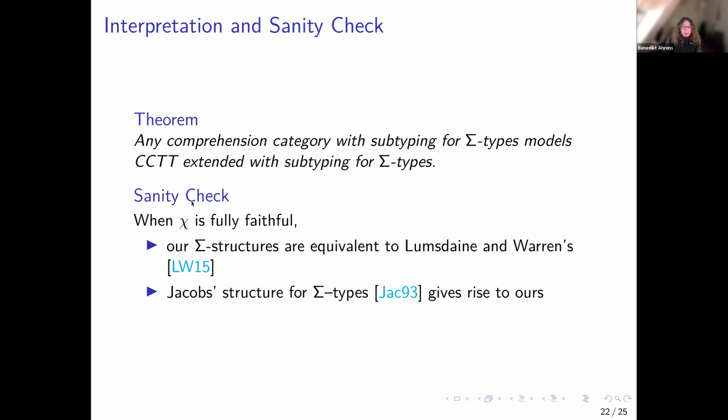As a sanity check, it's of course useful to understand what these sigma structures are when the comprehension category is fully faithful. And we can then say that our sigma structures are equivalent to those studied by Lumsden and Warren. There's also a sigma structure, or Jakob, he studies sigma types in his book, and Jakob's sigma structures give rise to ours. We have not been able to derive the opposite direction.